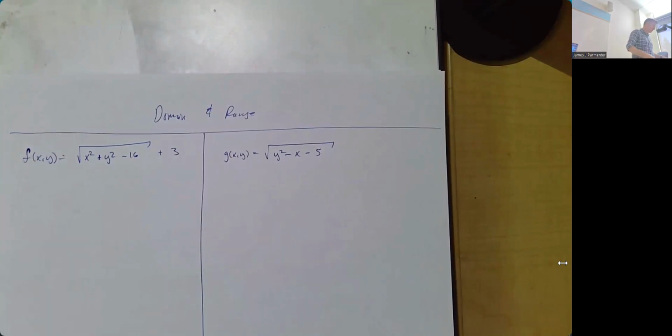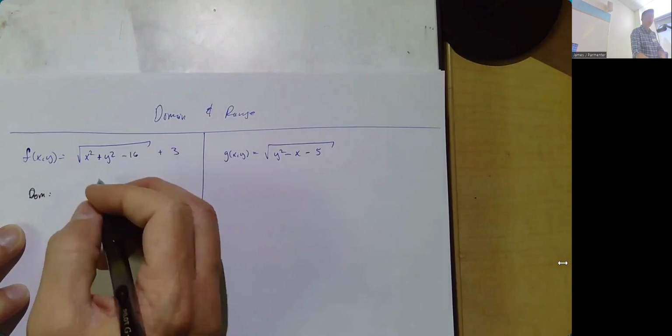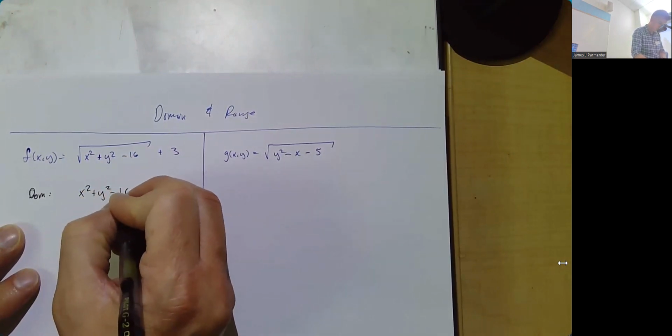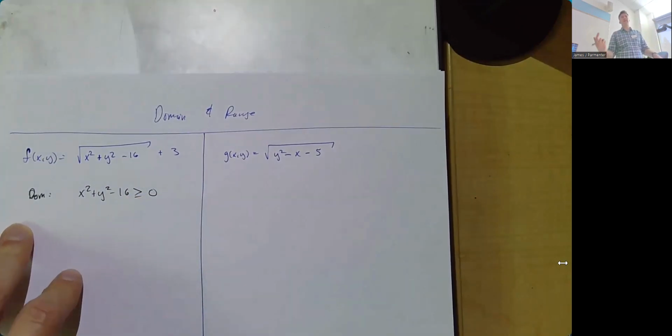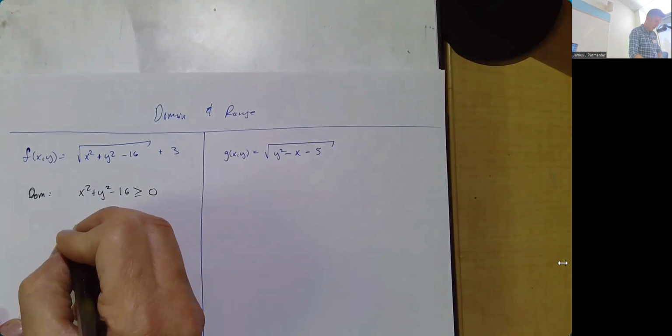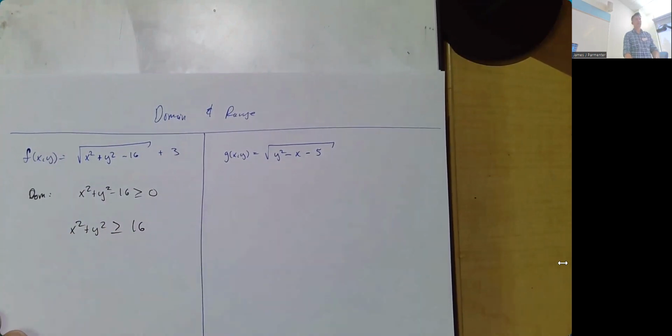For domain, if you got a square root, all the stuff underneath or inside the square root has to be greater than or equal to 0. If you see x squared plus y squared or minus x squared minus y squared, you need to isolate that thing. So I want x squared plus y squared all by itself. So I want x squared plus y squared bigger than or equal to 16.